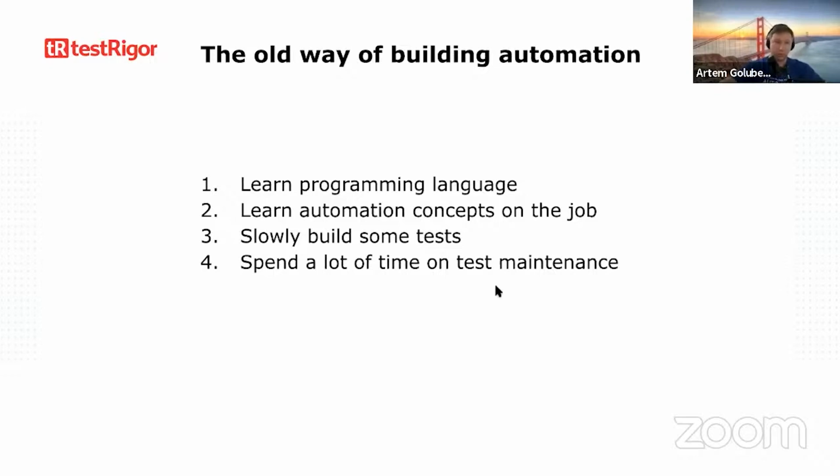So what would you usually do to learn automation? And I'm talking about test automation, of course. You would be forced to learn a programming language. That would be considered step number one, which is a gigantic effort. It's very, very hard. I remember when I was learning my first programming language, it was mind-bogglingly hard.